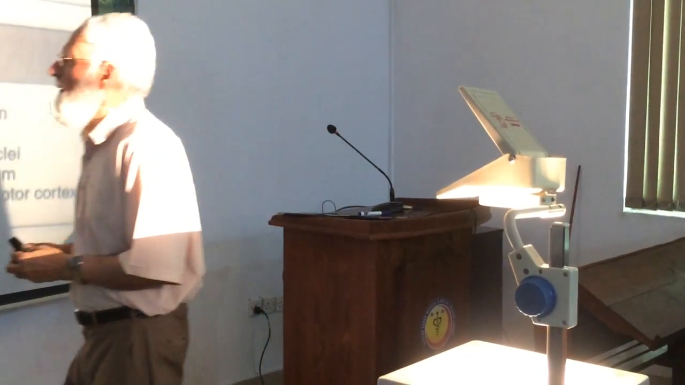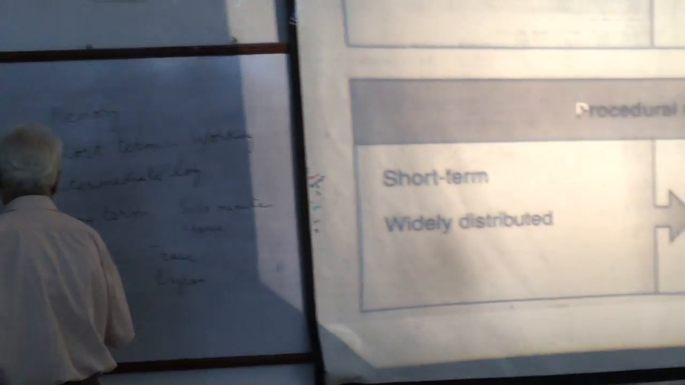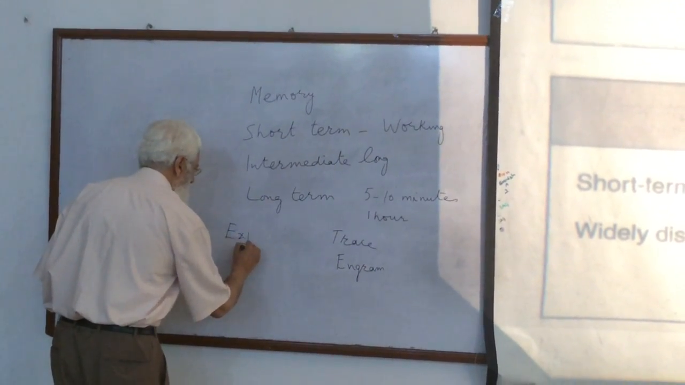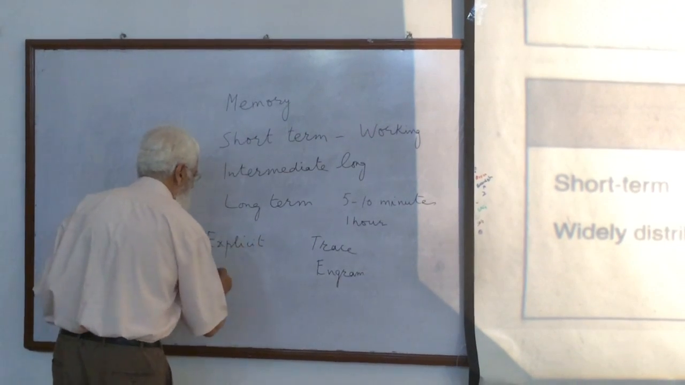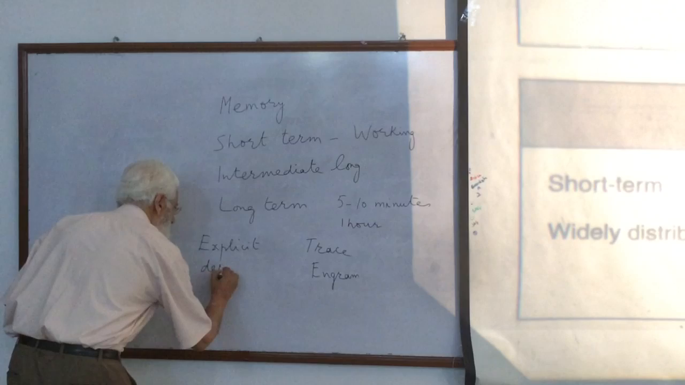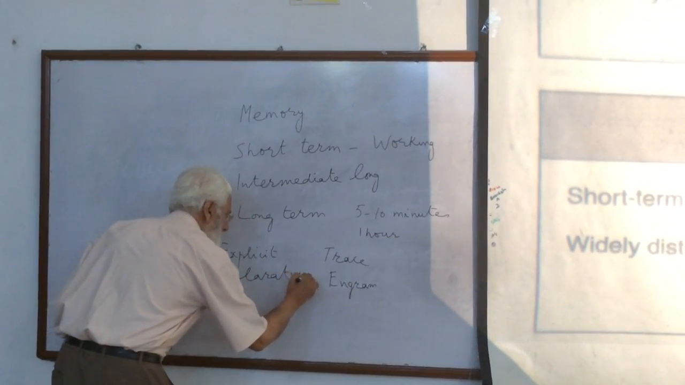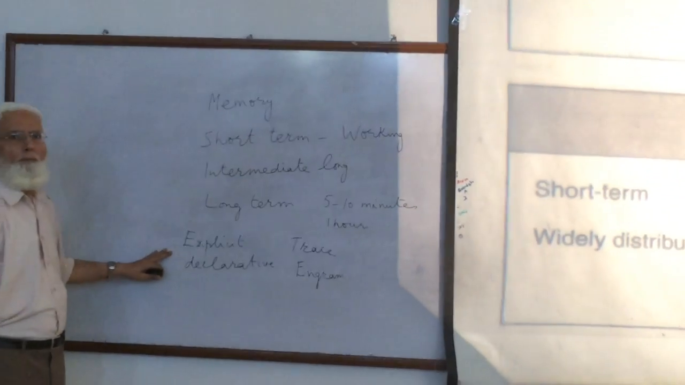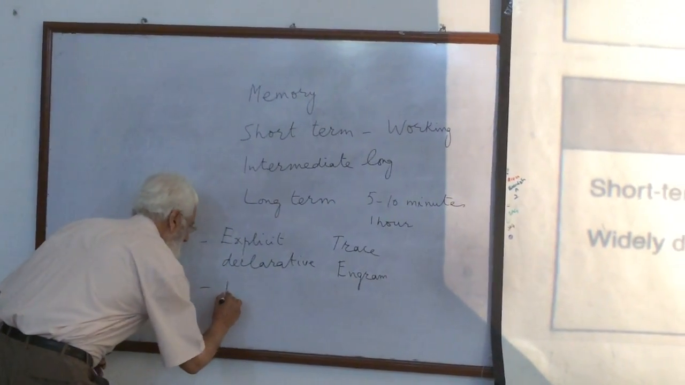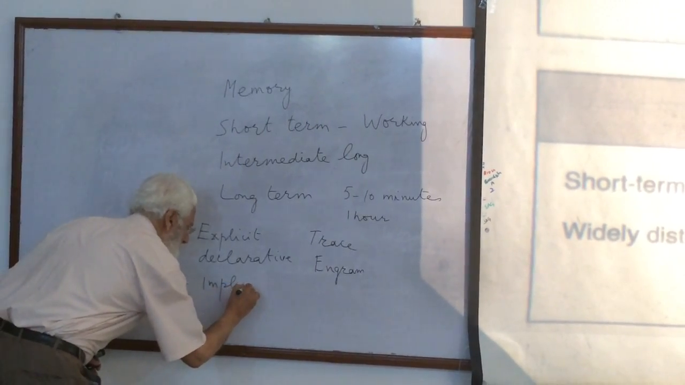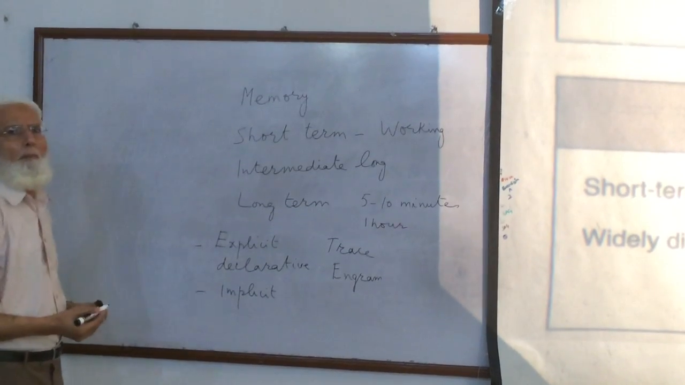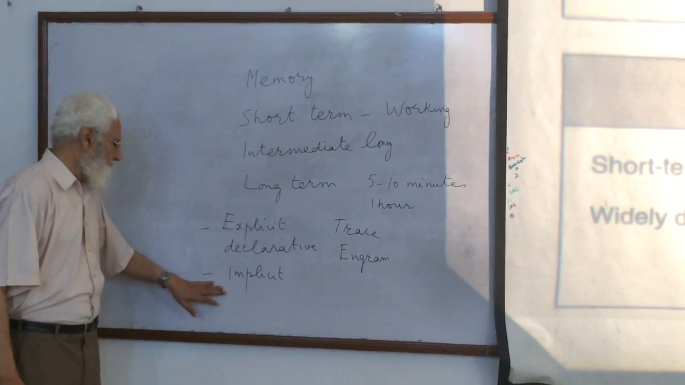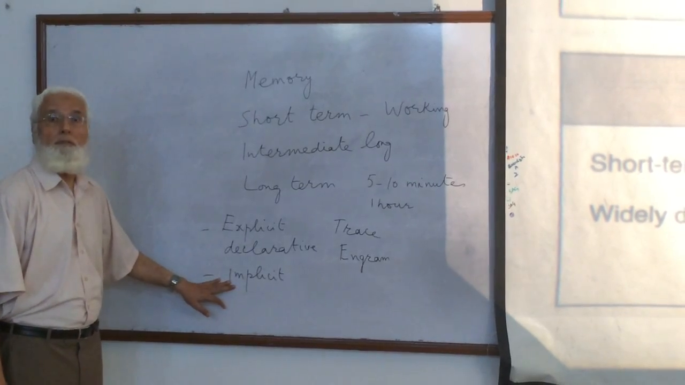We can also divide memory into two types. Explicit or declarative memory, or explicit memory. And the second type is implicit memory, or procedural memory, or skill memory.